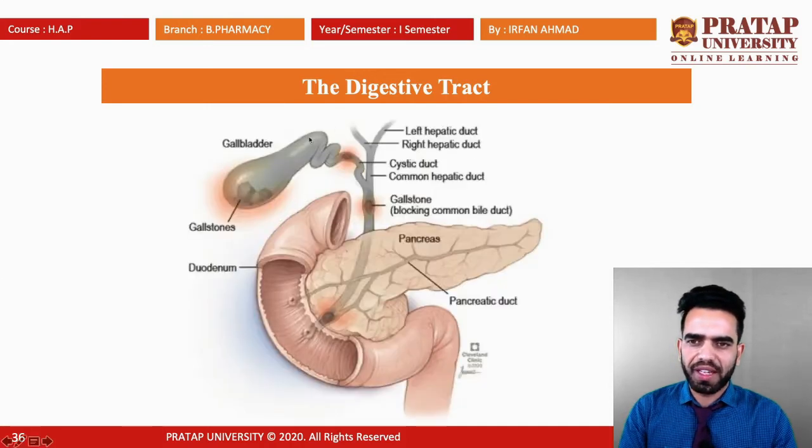You can see from here, this is the gallbladder. These are gallstones. This is the duodenum, pancreas, pancreatic duct. Okay, gallstone, cystic duct, hepatic duct. You can say that this is the left hepatic duct, which comes from the left side of the liver, and the right hepatic duct from the right side of the liver. This is the cystic duct, this is the common hepatic duct, gallstone, pancreas.